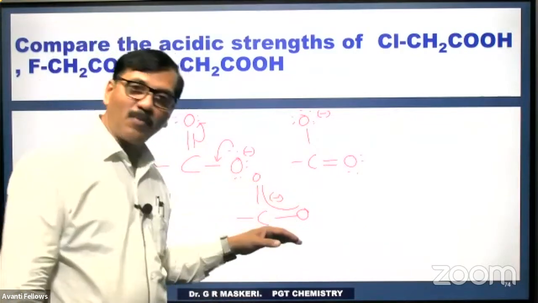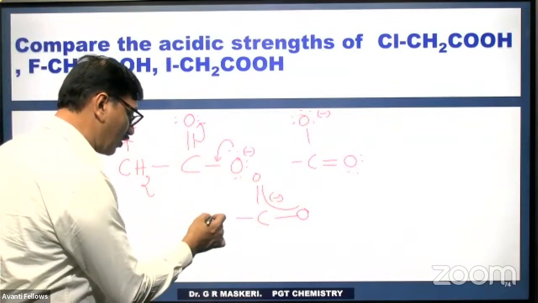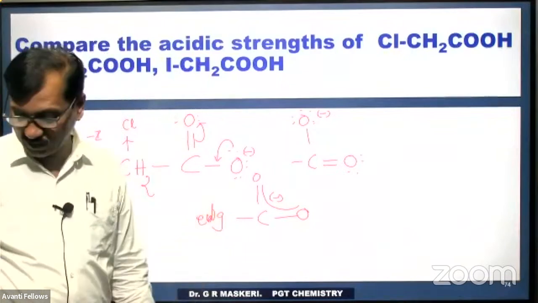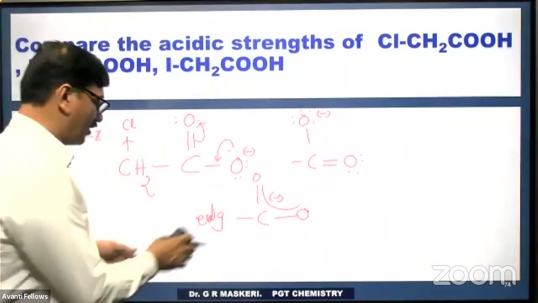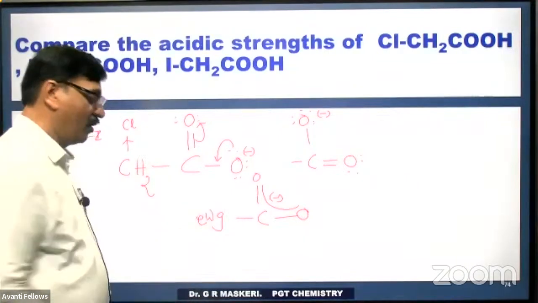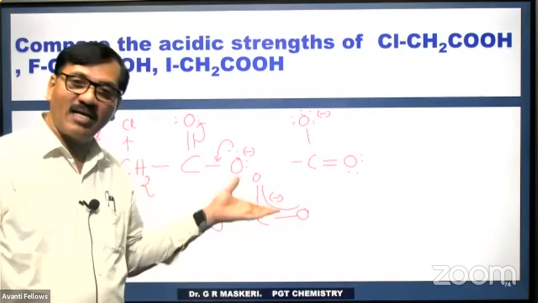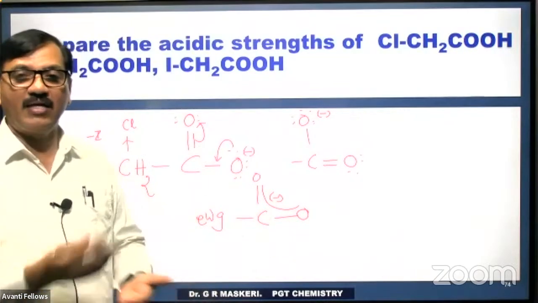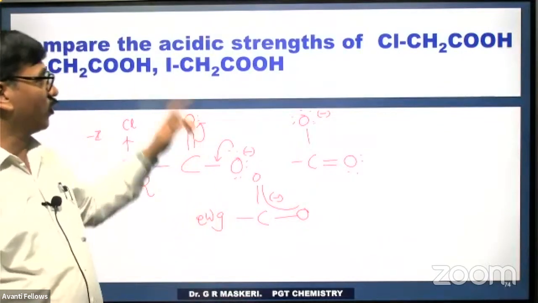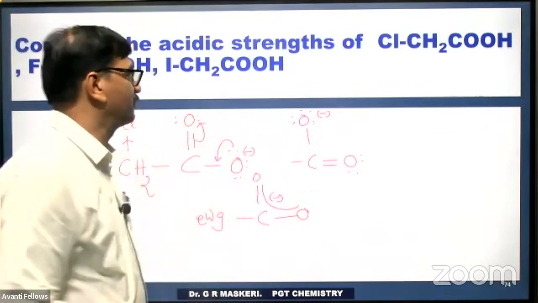So the carboxylate ion is stabilized if there is an electron withdrawing group, EWG. In the book, it is given that when an electron withdrawing group is attached to the carbon bearing the carboxylate ion, the stability of the carboxylate ion becomes more. So electron withdrawing groups increase the acidity, and electron donating groups decrease the acidity.